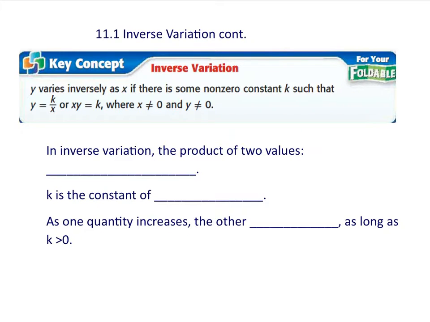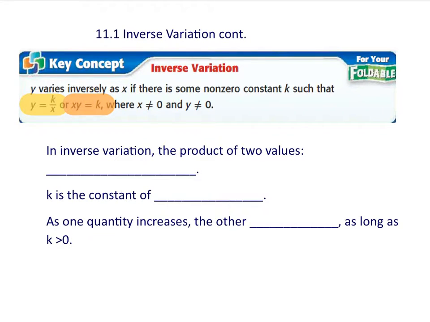Now let's look at inverse variation. Inverse variation states that y varies inversely as x if there is some non-zero constant k such that y equals k over x or xy equals k, where x cannot equal 0 and y cannot equal 0. So let's look at y equals k over x and let's look at xy equals k. So those are two different equations that essentially mean the same thing. You could use either equation to write an inverse variation equation.